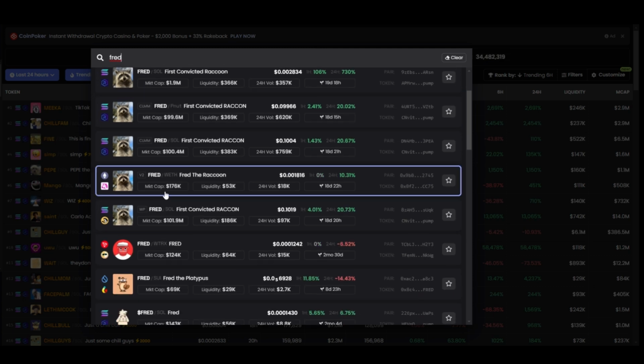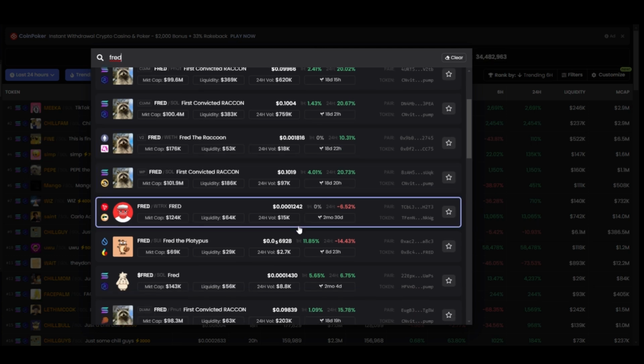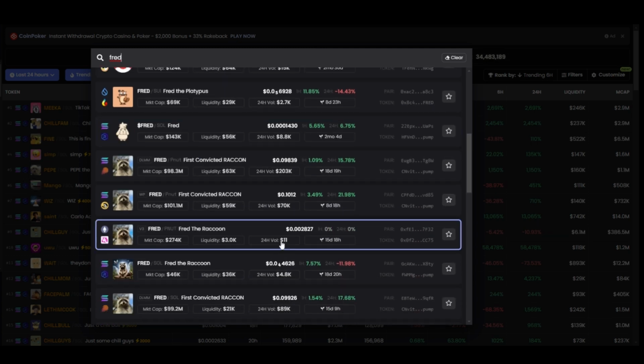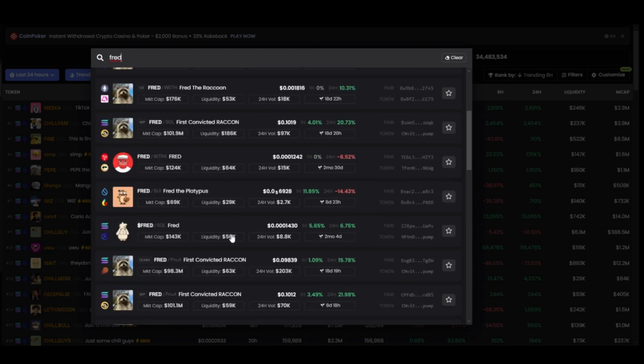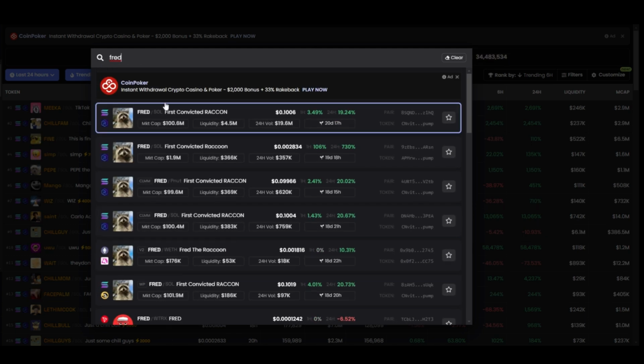And there are others in here. Look at this one, Fred. And this one has an Ethereum. This is an Ethereum Fred. The market cap on this one's only $176,000 and the liquidity is only 53K. So a lot of these knockoff coins are not going to be the same thing, and it's not going to give you the same amount of confidence or gains. So be very careful when you're looking up things in the DEX Screener.